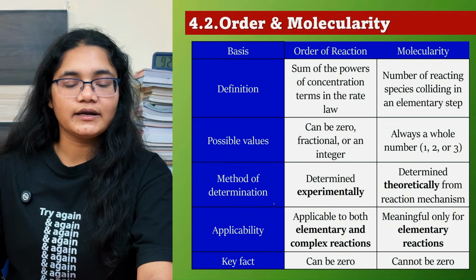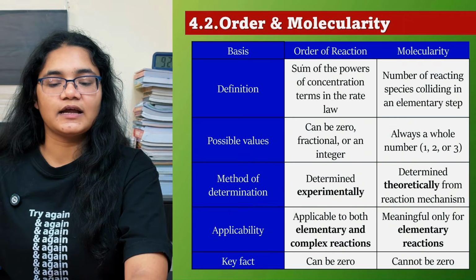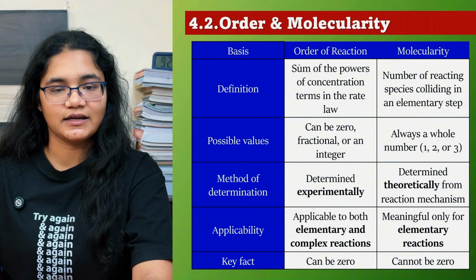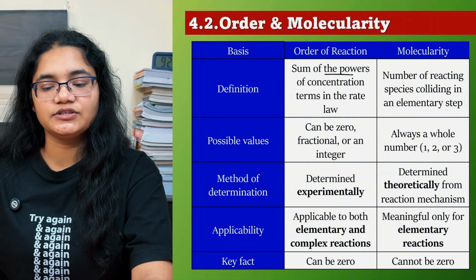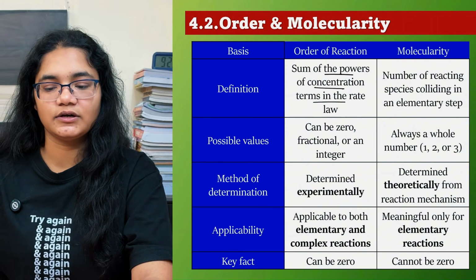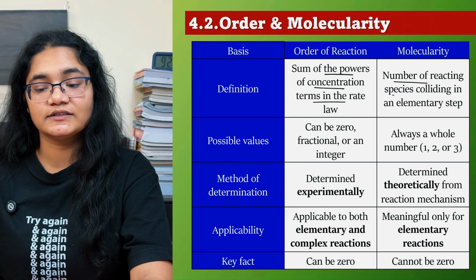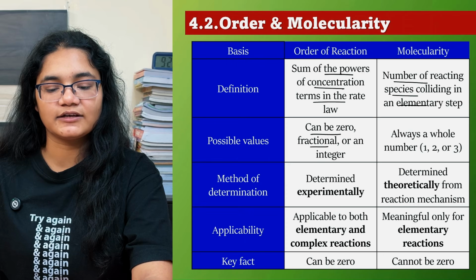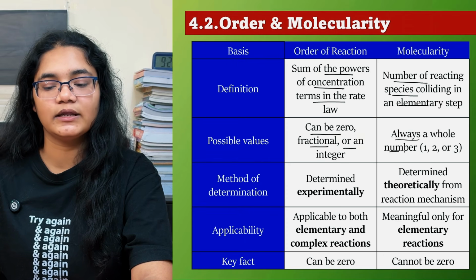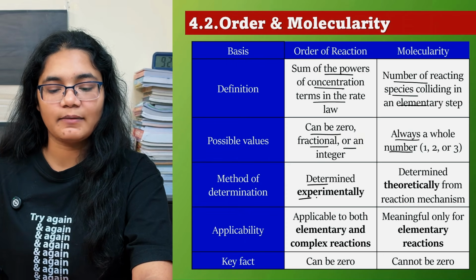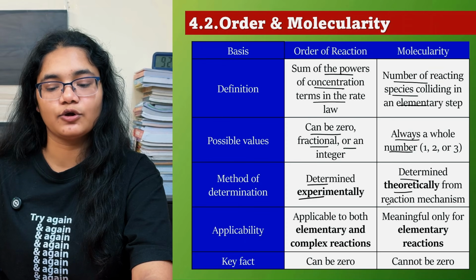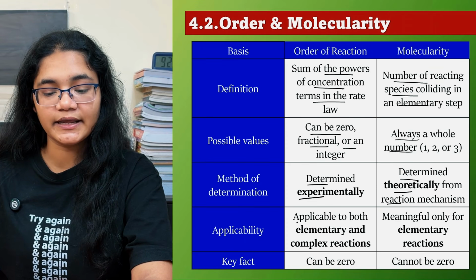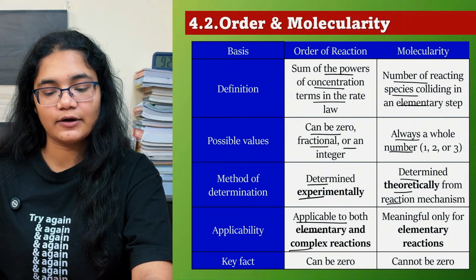Next, we'll talk about order and molecularity. There are some points of difference that you should know because this question has been asked again and again. Order: what is its definition? Sum of the powers of the concentration terms. Molecularity is the number of species reacting in the reaction. Order can be zero, fractional, or even an integer. Molecularity can only be a whole number. Order is determined experimentally and molecularity is determined theoretically. Applicability: order is applicable to both elementary and complex reactions.